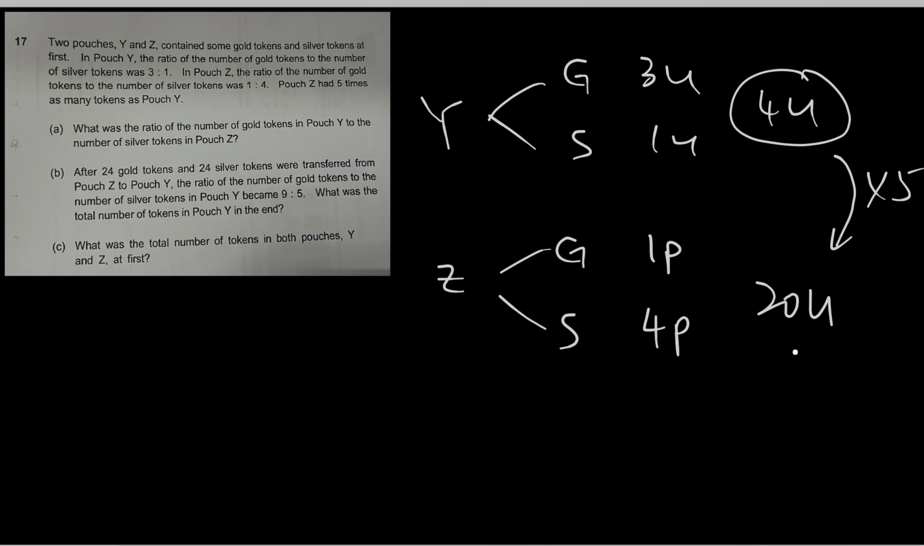So how do you split the 20U to gold and silver? So shouldn't this be 4U? Yep. So this one will be 4U. In terms of U, this one will be 16. Yes. Okay. So that's how you start the question.